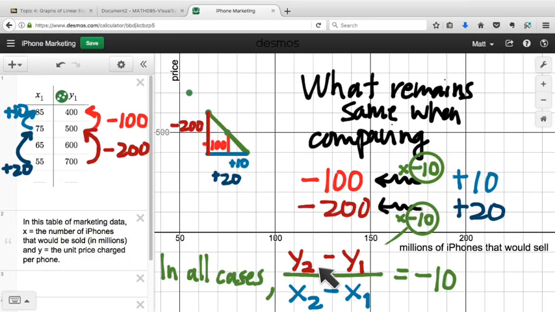Right? So in one of these cases, the difference in the y's was negative 100, and the difference in the x's was positive 10. That quotient was negative 10. In the other case, the difference in the y's was negative 200. The difference in the x's was positive 20. We divide those, and we also get negative 10. And so this relationship must be true not just for the data points that we see, but also for the data points that we don't yet see. For all cases, everywhere on this data table, even for the data points we don't have, everywhere on the line, even the points that we haven't marked on that line, this must always be true.